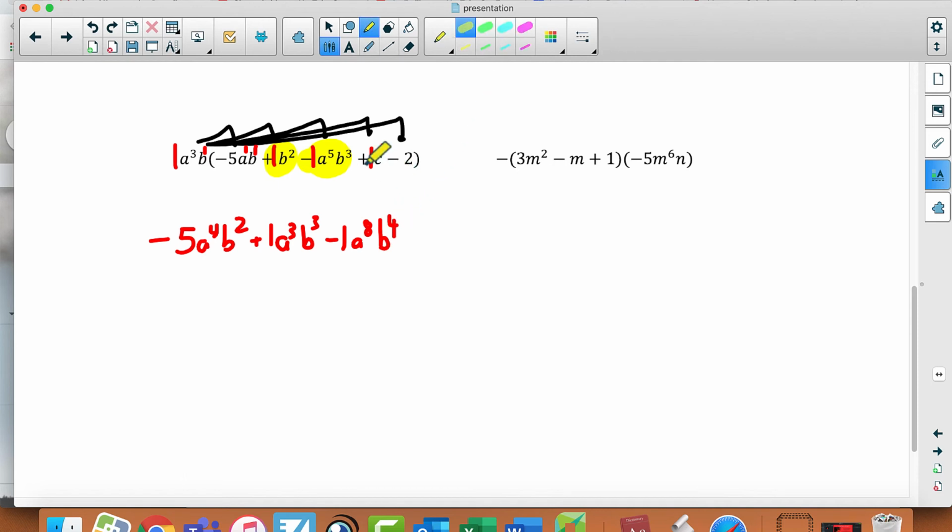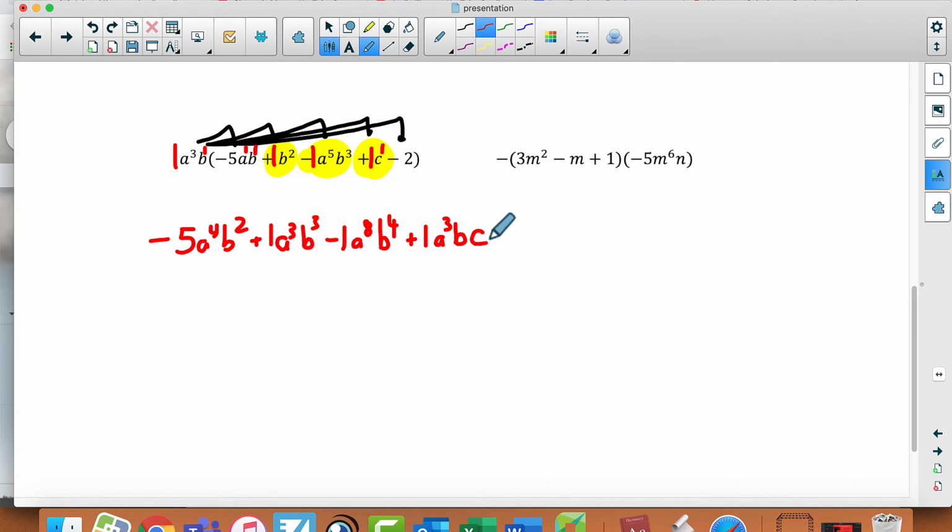Okay, moving along, we're up to here now. 1 times 1 is positive 1. A cubed, there is no more a's, so we just put a cubed again. B to the 1, there is no more b's, so we just put b again. And there is a c, so don't lose that c, you have to have that c as well.